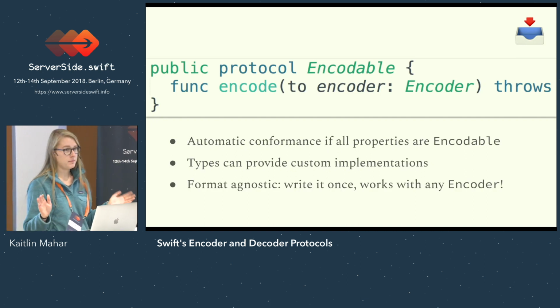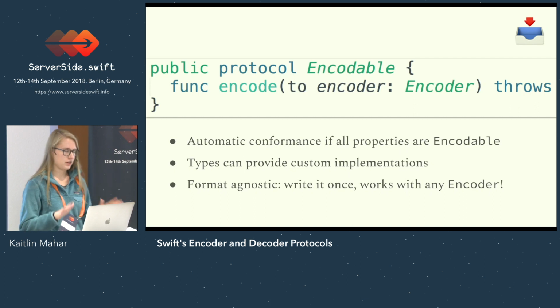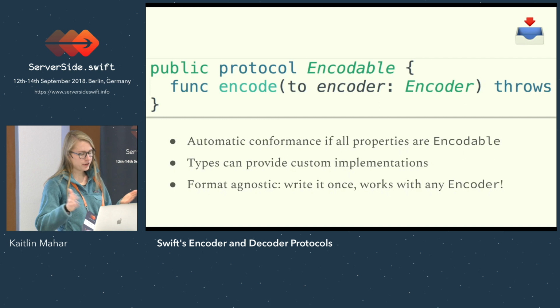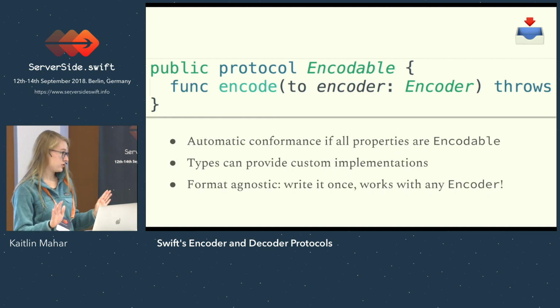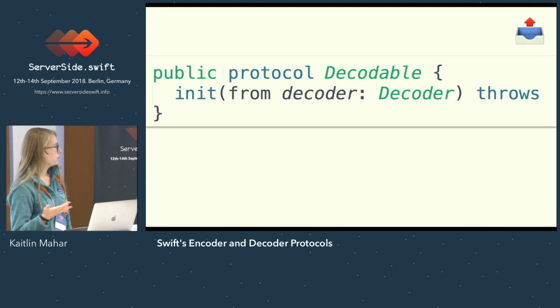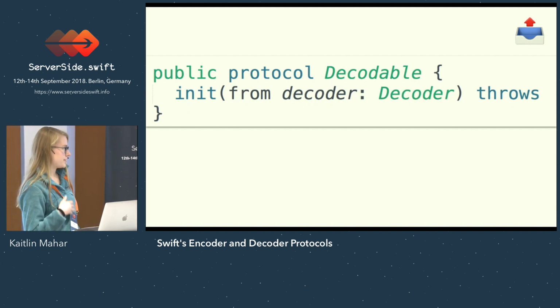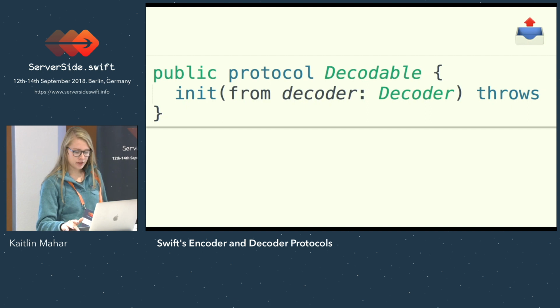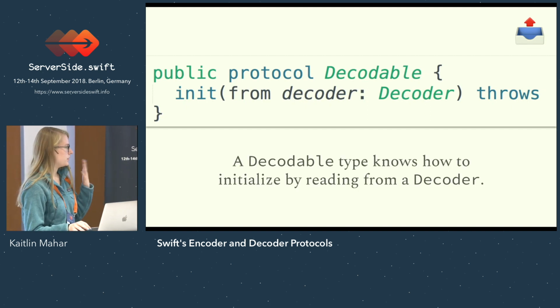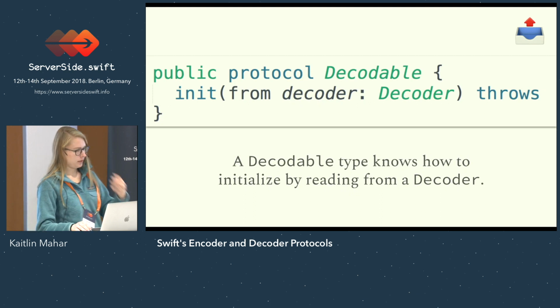So you write this one time, and it'll work with any encoder out there that conforms to the encoder protocol, which is really cool because you don't have to know what they look like. You don't have to know anything about the format. It just works. And the reverse of this is the decodable protocol, which allows you to initialize the value from a decoder. So basically, the type is reading values out of the decoder and taking them out.